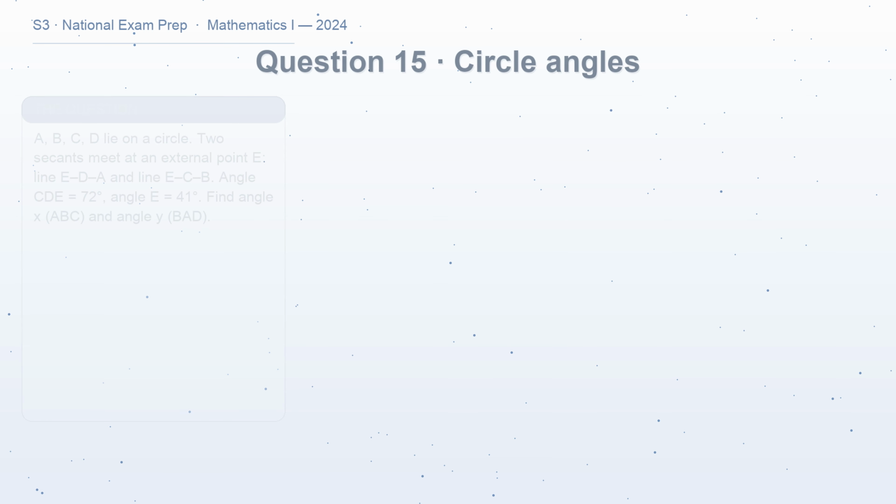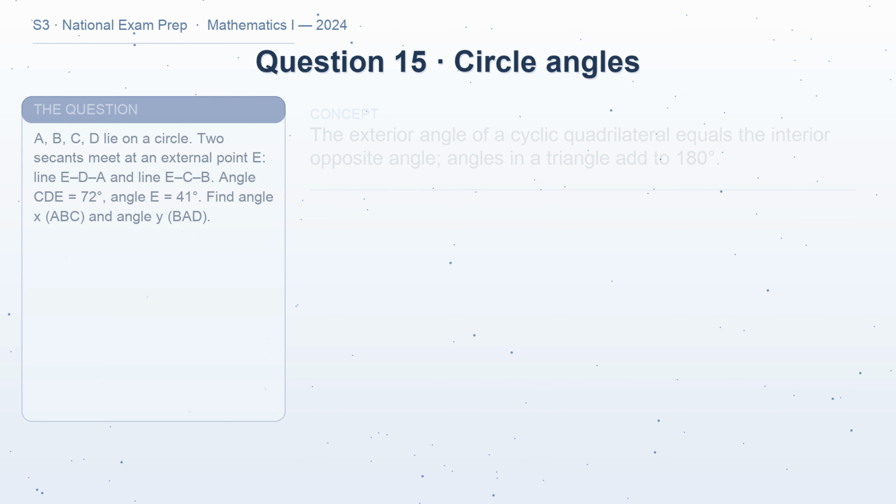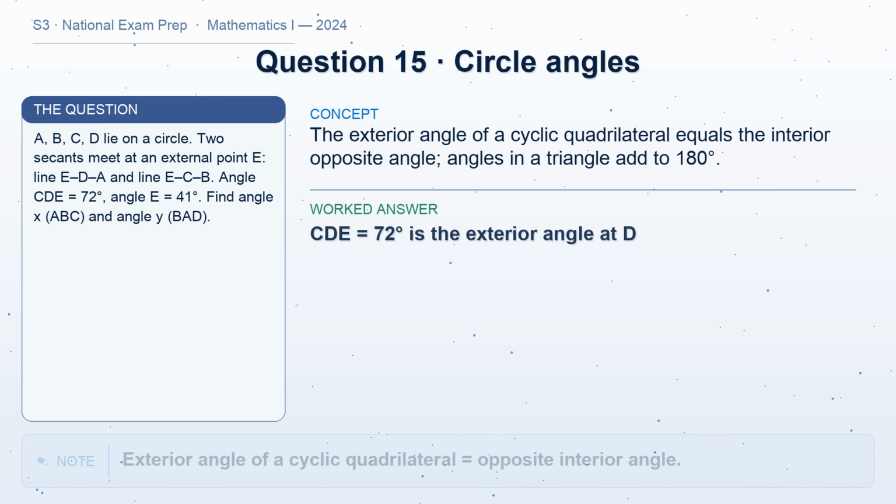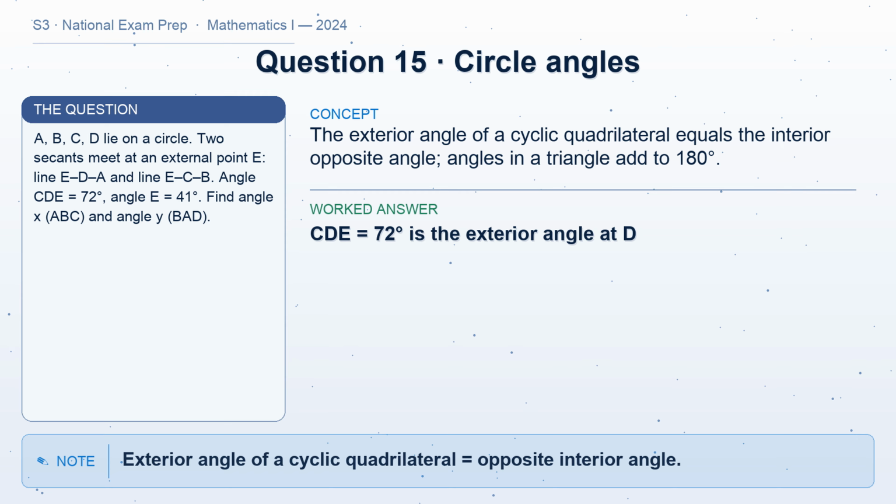Question 15. Points A, B, C, and D lie on a circle. Two secants meet at an external point E, one through D and A, the other through C and B. Angle CDE is 72 degrees, and the angle at E is 41 degrees. Find angle X at B and angle Y at A. The key rule is that the exterior angle of a cyclic quadrilateral equals the interior angle opposite it. Angle CDE 72 degrees is the exterior angle at D, so X, the angle ABC, is also 72 degrees.